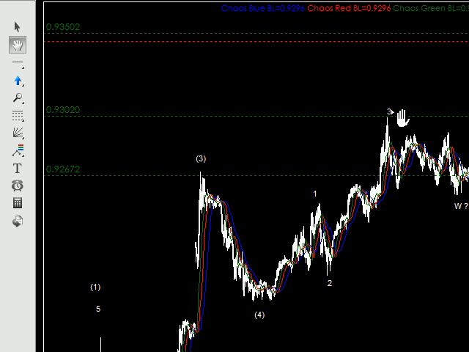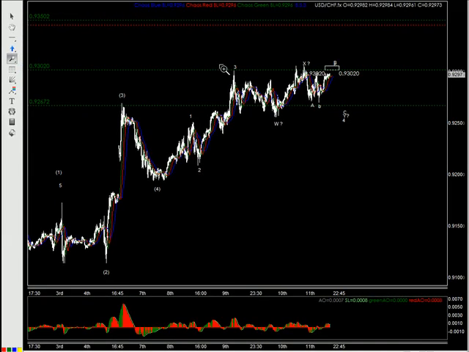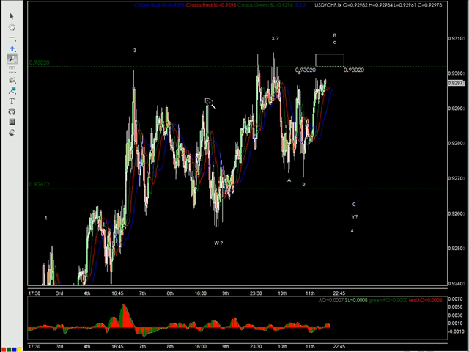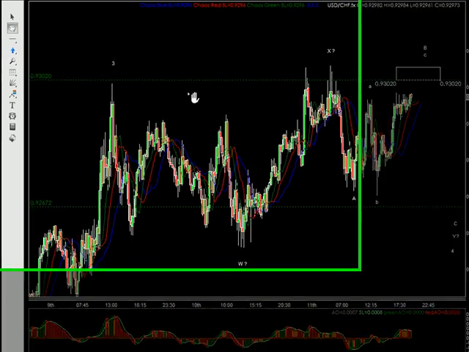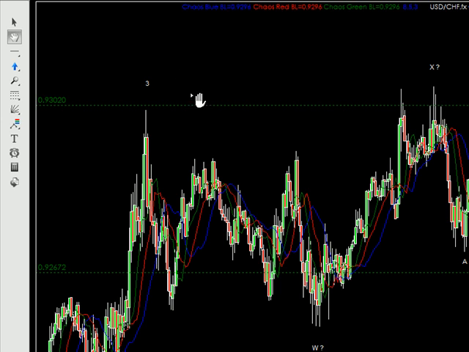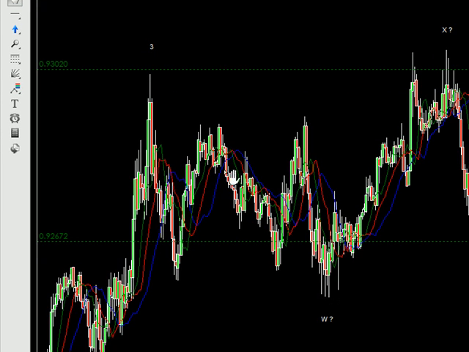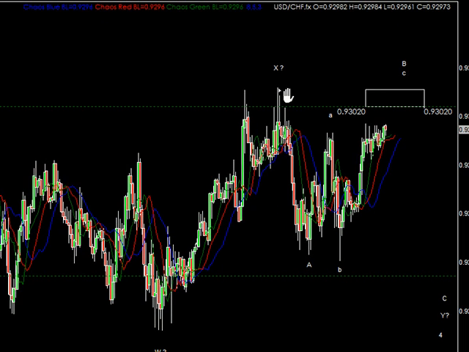Okay, so this is the region that I'm looking at, wave 3 onwards. There we go. For the wave 3, this is help. Okay, I'm looking at complex correction. I'm going to count this whole move here a wave W, this move here a wave X, and then we're looking for a wave Y coming down.